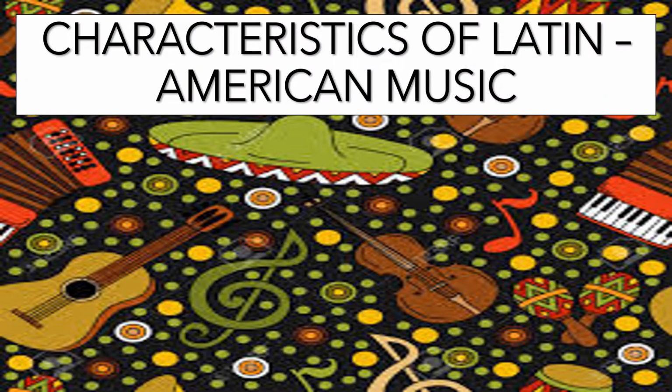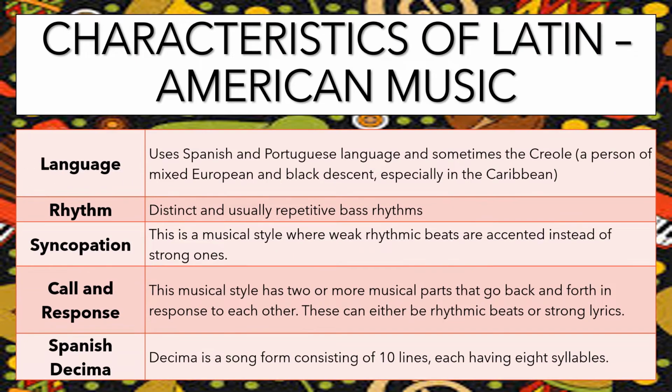So the following are the characteristics of Latin American music. We have the language. The language uses Spanish and Portuguese and sometimes Creole, a person of mixed European and Black descent, especially in the Caribbean. Rhythm, it is distinct and usually repetitive bass rhythms. Syncopation, this is the musical style where weak rhythmic beats are accented instead of strong ones.